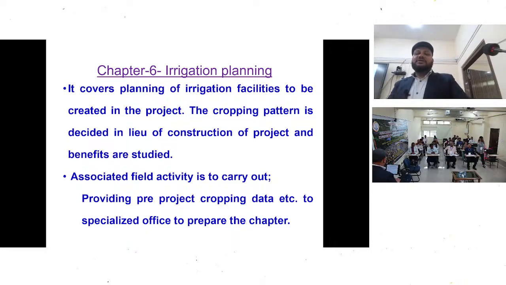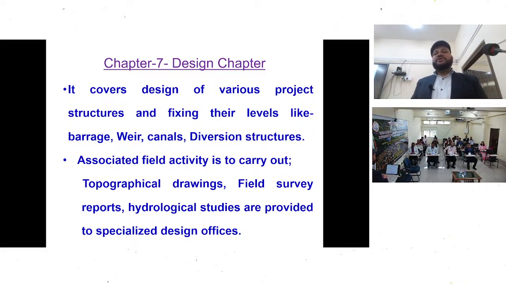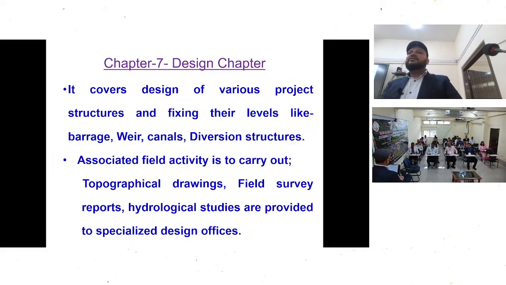Irrigation planning: if it is related to irrigation, then we have to plan accordingly, cropping pattern or other things. And then comes the design chapter. It covers design of various project aspects, such as barrage, weir, canal, and in case of flood protection, embankment or anything we do, we have to make a design. For design, we need the field survey reports and other hydrological studies required for designing. I will tell you later.